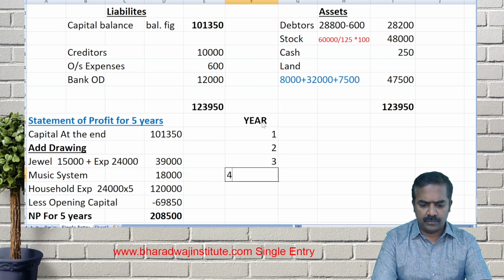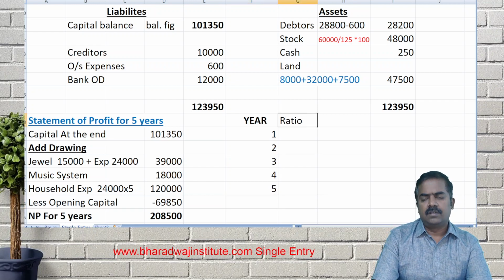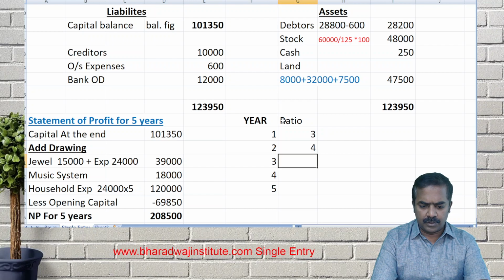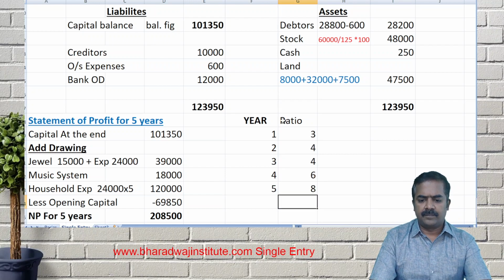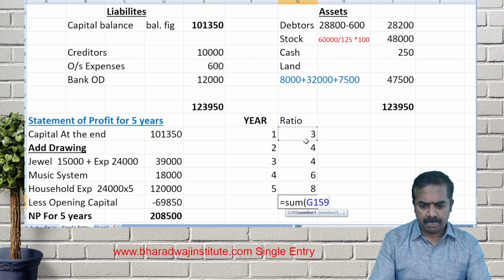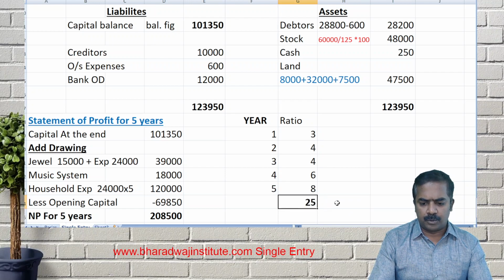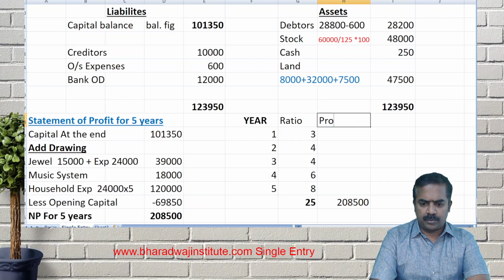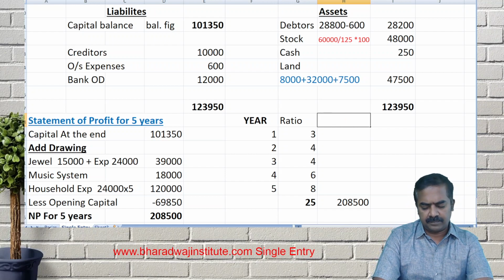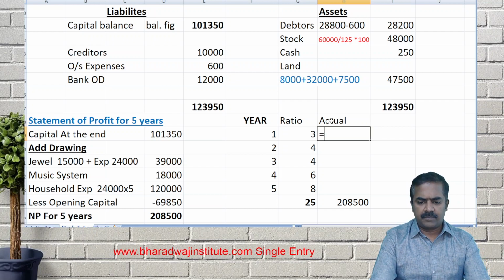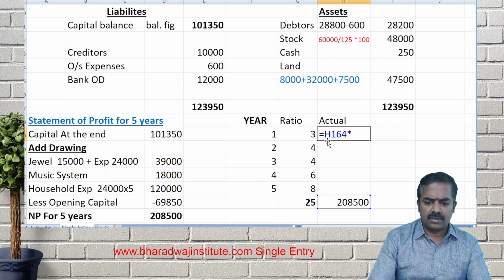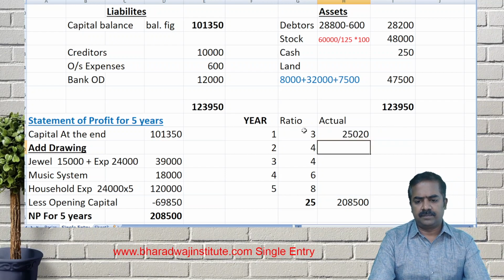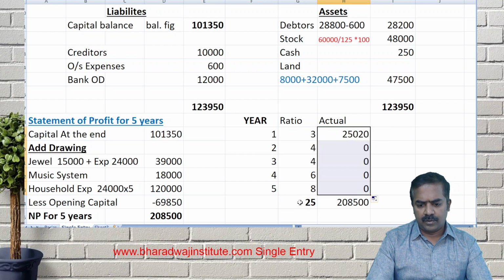How many years? 1, 2, 3, 4, 5 years. What is the ratio or proportion? 3 is to 4 is to 6 is to 8. What is the total of proportion? 25 is the total proportion. In that proportion, this 2,08,500 is to be apportioned. This is the estimated profit, or profit to be declared. So, simple: 2,08,500 into 3 by 25. 25 is total of proportions.